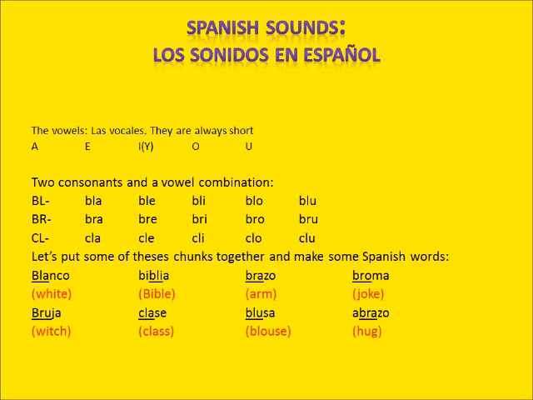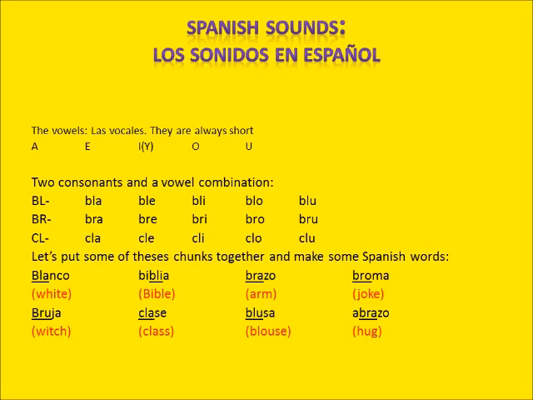So let's begin. We begin with the vowels, las vocales. Again, as I have said before in lesson 1 and 2, they are short. The sounds are A, E, I, O, U. Then we have the special blending that this lesson will deal with. It's a consonant followed by the letter L or a consonant followed by the letter R.